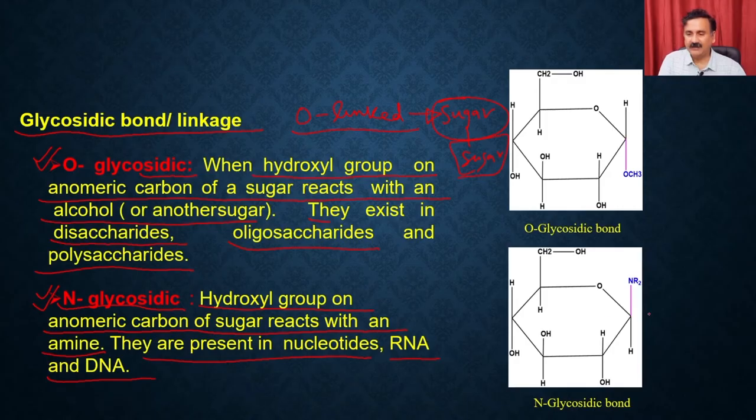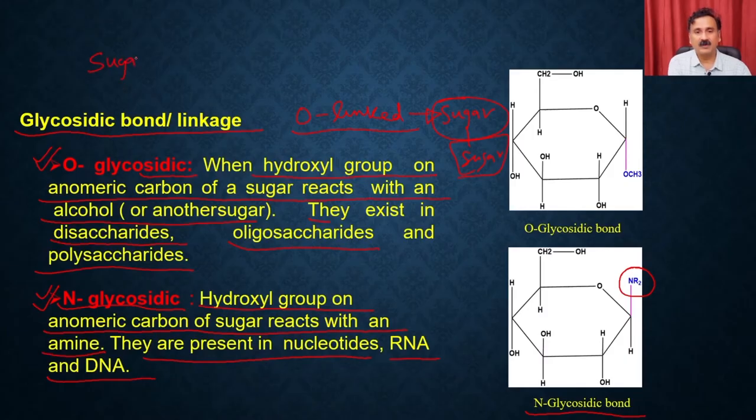When you have the sugar and want to see N-linked glycosidic bond formation, you can see that in the formation of nucleotides. Remember when we were discussing nucleic acids, nucleotides are formed when the sugar makes a linkage with the base, and I said this base linkage is a glycosidic linkage. So this is the N-linked glycosidic linkage. That gives you the nucleoside, and when it pairs with the phosphate, it gives you the nucleotide. That is what is called N-linked glycosidic bond formation, and it is present in the different types of nucleotides in RNA or DNA.